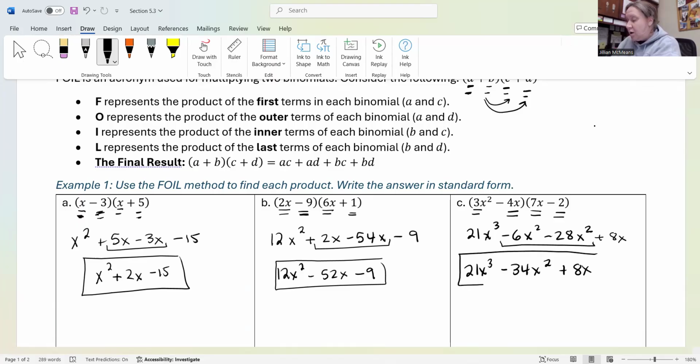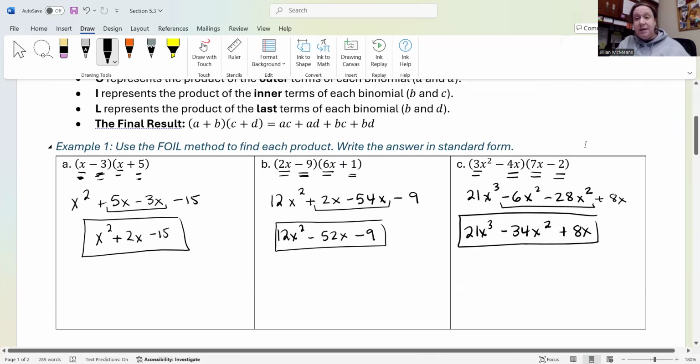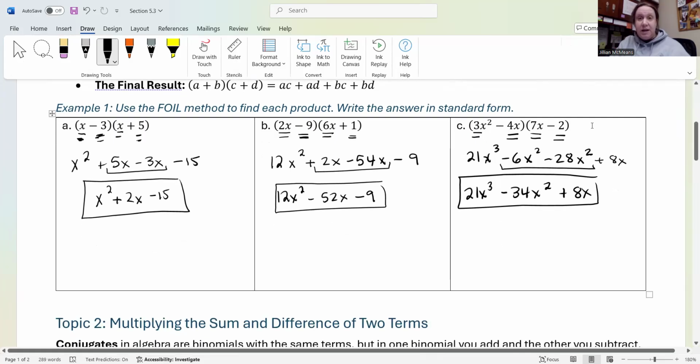So when you are multiplying two binomials, you can just think of distributing each term in the first binomial through the second binomial, or you can use this idea of FOIL. So first terms, outer terms, inner terms, last terms, multiply, simplify, and then see if you need to write your answer in standard form.